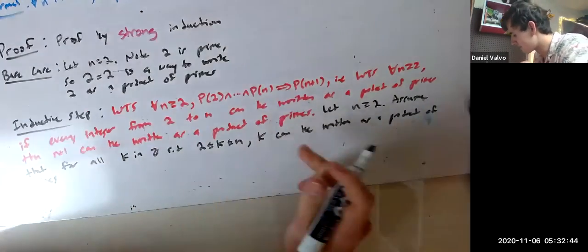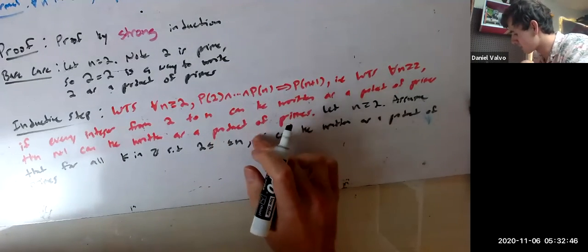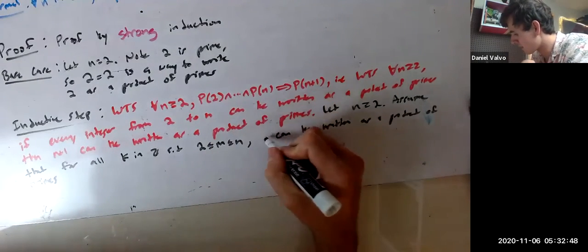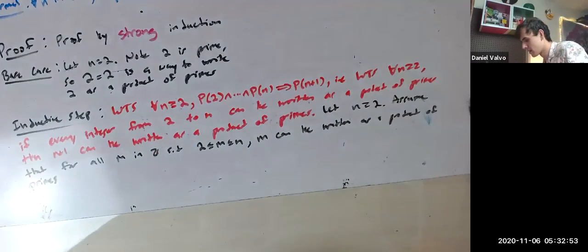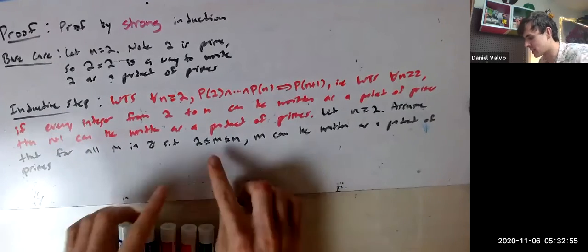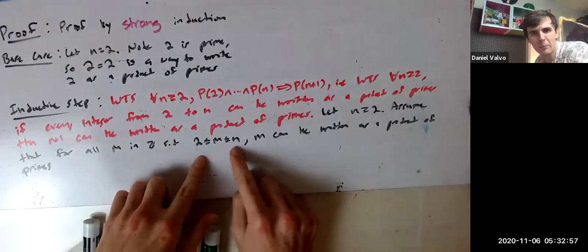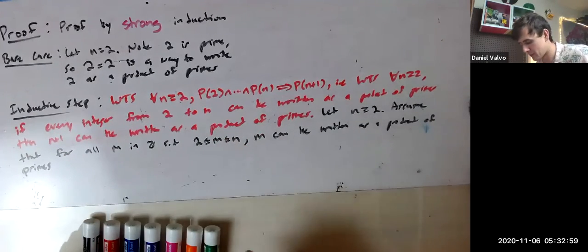And actually, I don't want to use k, I'm going to use m here. You can use k, but I'm going to use m, so I want to use k for something else. The point is, this is just saying exactly what we said before. Just for any number between 2 and n, we can write it as a product of primes.